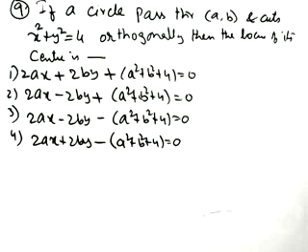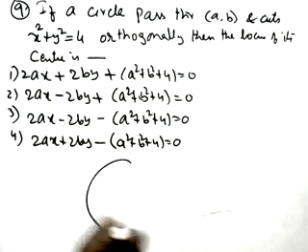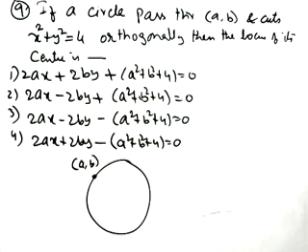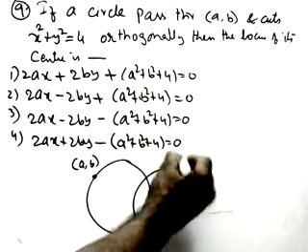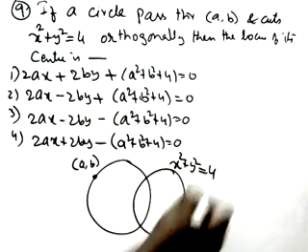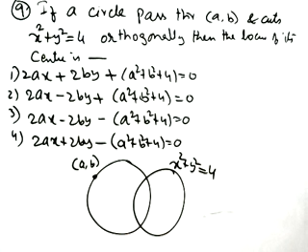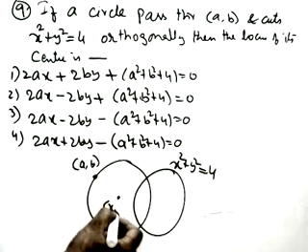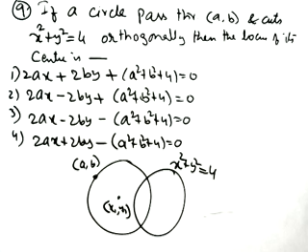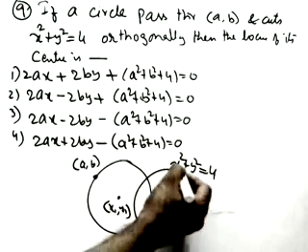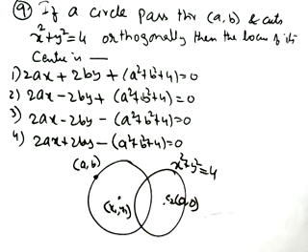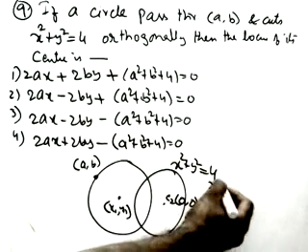Now see the next question. Suppose a circle passes through the point A comma B and cuts the circle x square plus y square equals to 4 orthogonally, then we have to find the locus of its center. Suppose we take the center x1 comma y1. Given circle is this one, so its center is 0 comma 0.